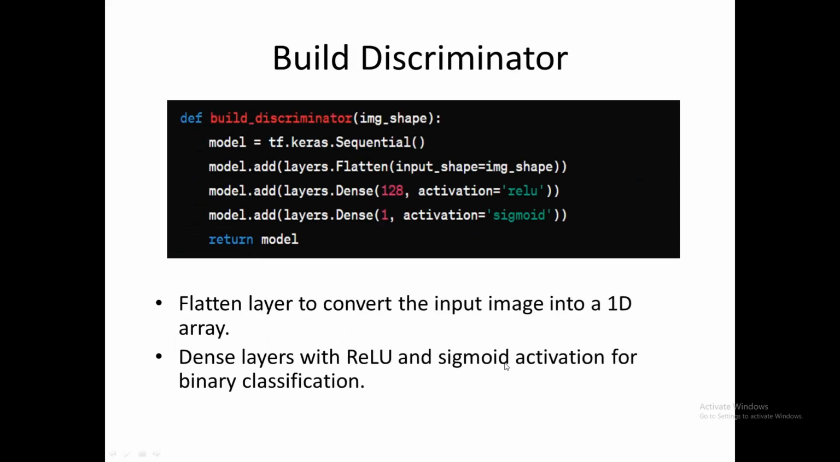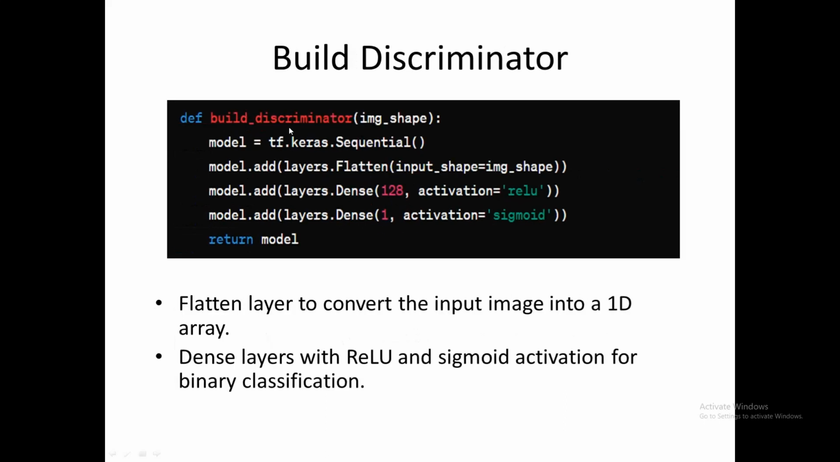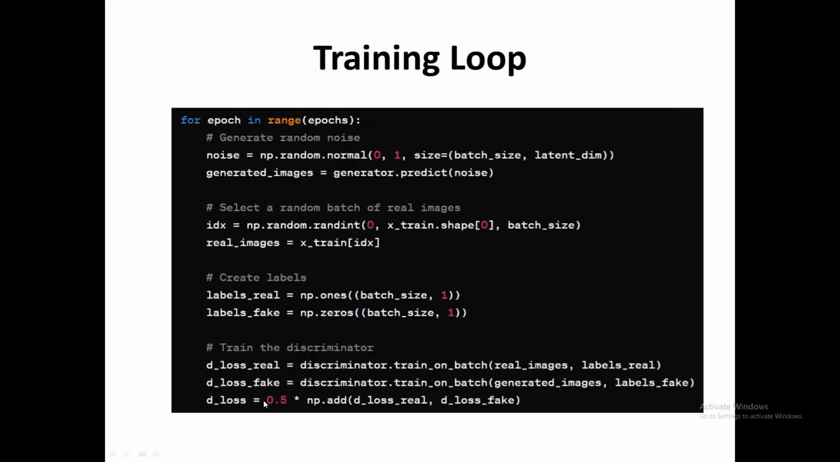This is similar to the generator, but this is the build discriminator. In this case, the input layer is a flatten layer to convert the input image into a 1D array. In the previous case, the output of the build generator gives the images. Those images are given to the discriminator by using the flatten function, which converts the input image into a 1D array. Then dense layers with ReLU and sigmoid activation for binary classification.